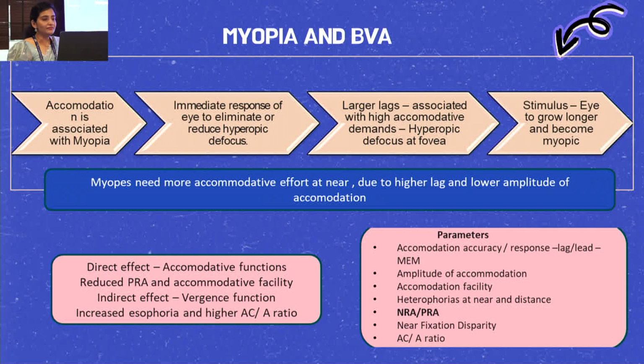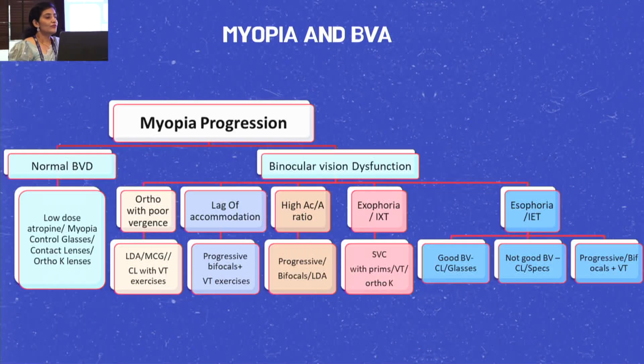And there is also a relation between myopia and binocular vision anomalies. Dr. Tanu was talking about how accommodation is associated with myopia. So right now, based on the NRA, PRA values, after doing all the binocular vision tests, we can get to know how much add is actually required for the patient with myopia. So this is with regard to myopia and binocular vision.